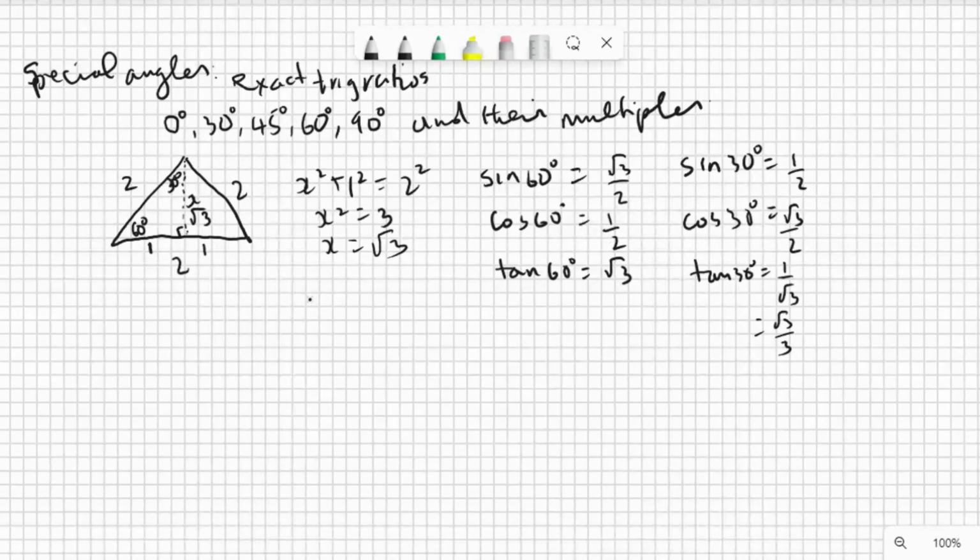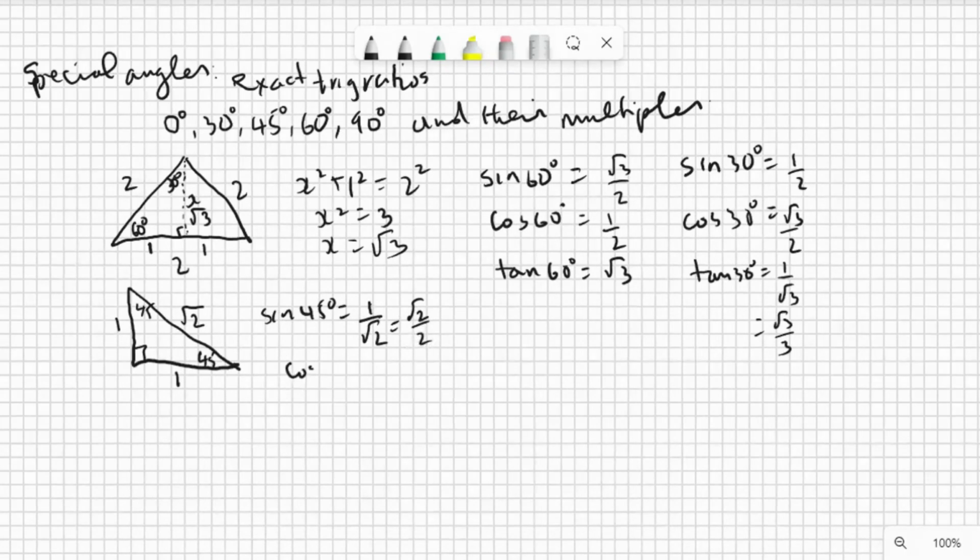Okay, so if I had 45 degrees now, 45 degrees is not part of this. So 45 degrees, this is 90 degrees, 45 degrees, this is 45. If this is 1, this is 1, 1 squared plus 1 squared is 2, and the square root of that is square root of 2. So I say sine 45 is 1 over root 2, or I can write it as root 2 over 2. Cosine 45, adjacent over hypotenuse, is 1 over root 2, or root 2 over 2. Since they are complementary, they have the same sine and cosine. 45 plus 45 is 90.